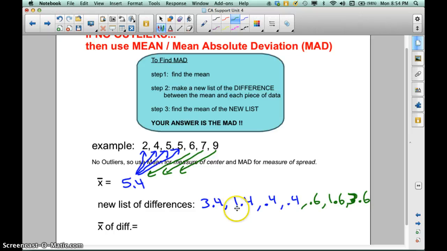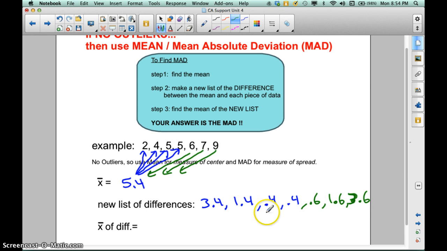The last step is to find the mean of the differences. All that means is take this new list and find the mean of it. How do we find the mean? We add them all up and we divide by how many there are. How many there are is the same number there was here. There was 7 before and there's still 7. That's always going to be true.